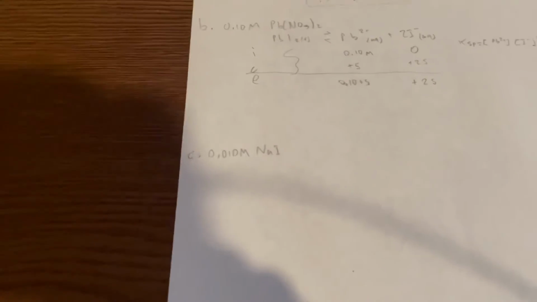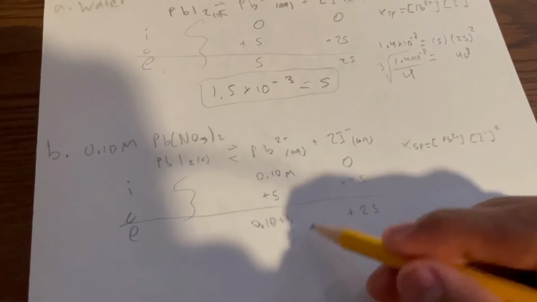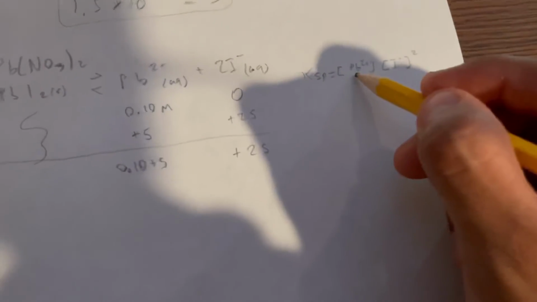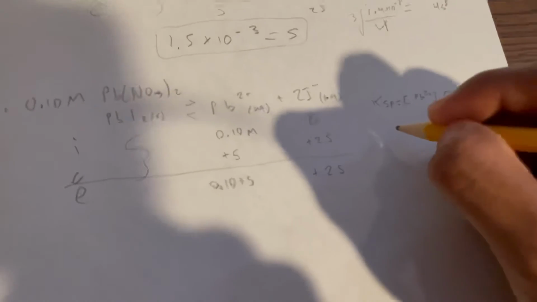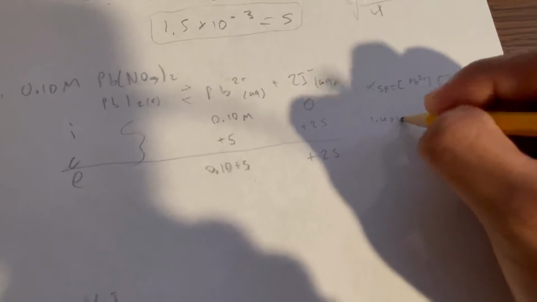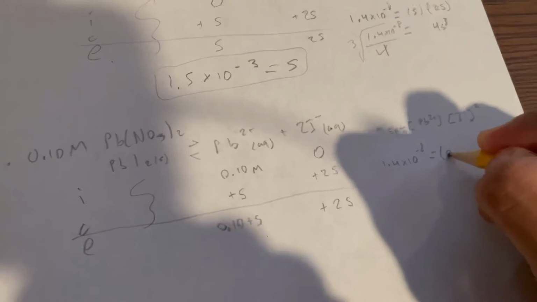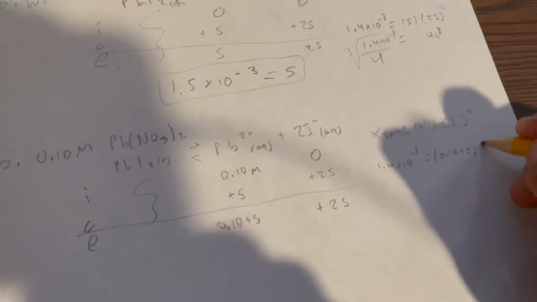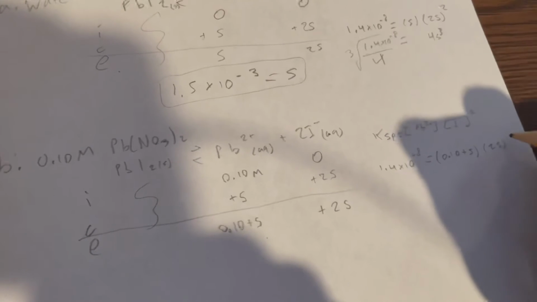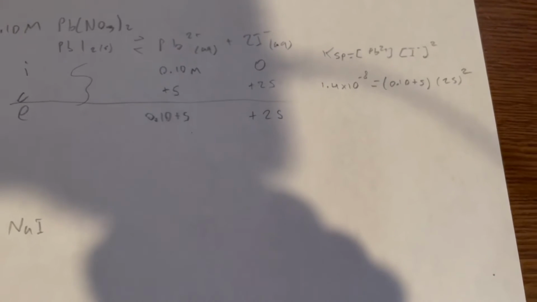All right, and now we do the same thing again. We replace the elements over here with the S's over here. So it's going to look like this now: 1.4 times 10 to the negative 8 equals 0.10 plus S times 2S squared. And that's going to be our equation now. We're going to be solving for S.